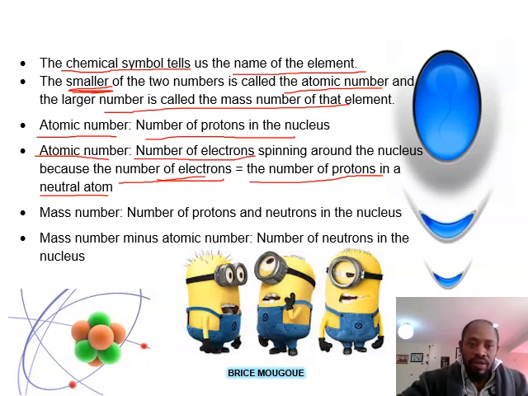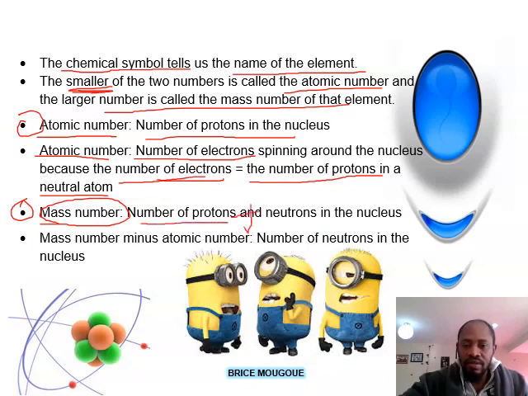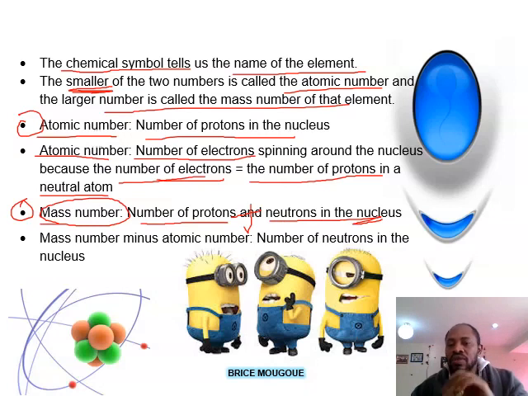Now the next number. We had the atomic number. The other number is the mass number. And the mass number represents the number of protons again added with the number of neutrons in the nucleus, because the protons and the neutrons reside inside the nucleus. So the mass number is the addition of the number of protons and the number of neutrons. Remember, the atomic number is the number of protons alone. Mass number is protons plus neutrons.